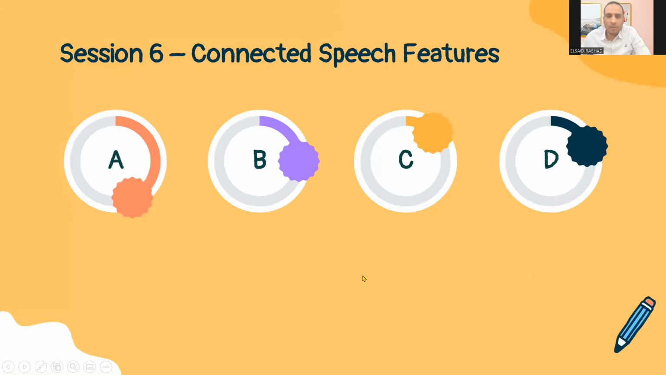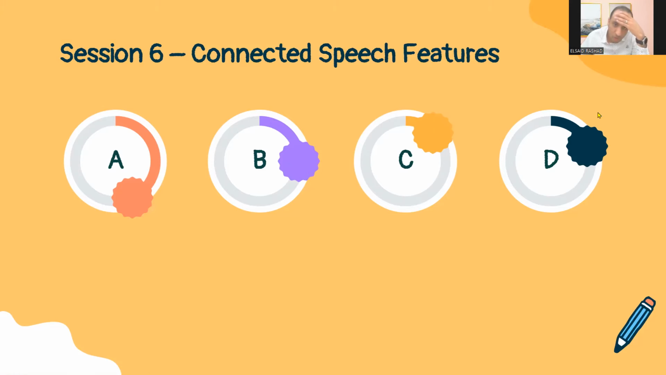Session 6 will be about connected speech features, and this is what makes you speak naturally, linked sounds. Like in the advertisement, I said, fix your pronunciation and speak more naturally. When I said fix your pronunciation, I meant the consonant sounds, the vowel sounds, because those are the individual sounds. And when I said speak more naturally, I actually meant stress, intonation, and connected speech features.